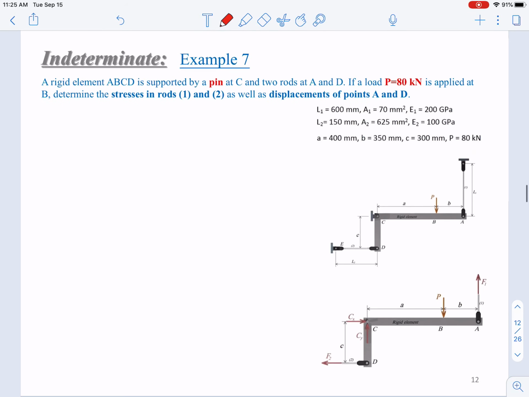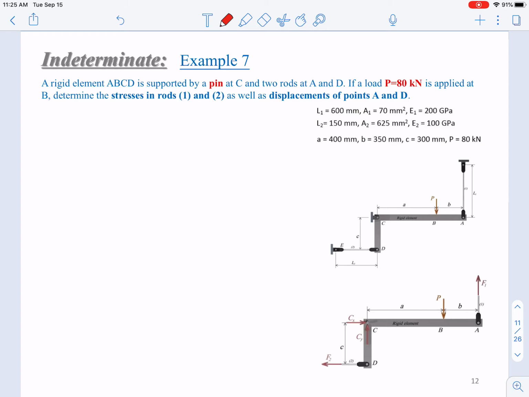Okay, so our first step will be the free body diagram to try to find F1 and F2. Let's see what will happen. Okay, so the free body diagram has been shown here. This is our structure, the structure is here, and the FBD is here.